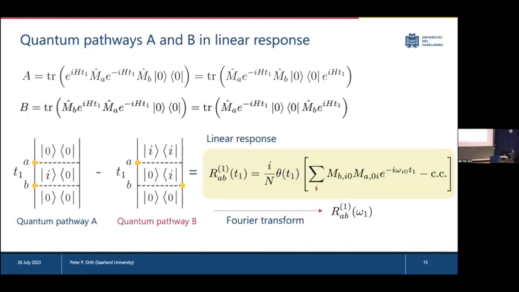And then you have that part, and then you have the opposite part of the commutator where you make a transition of the bra state. And then we just draw a dot here. So you have these two quantum pathways, you add them up, and you get the linear response, and you can do a Fourier transform, and this is how you compute the linear response in frequency.